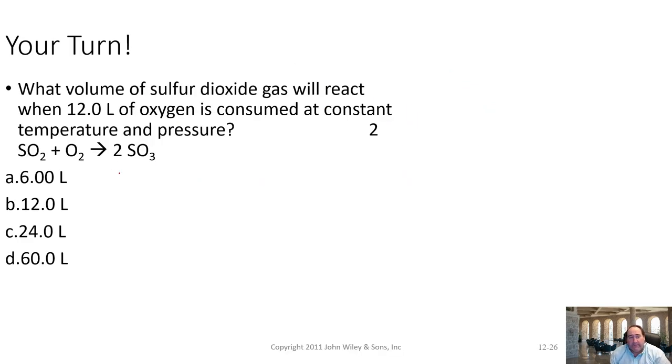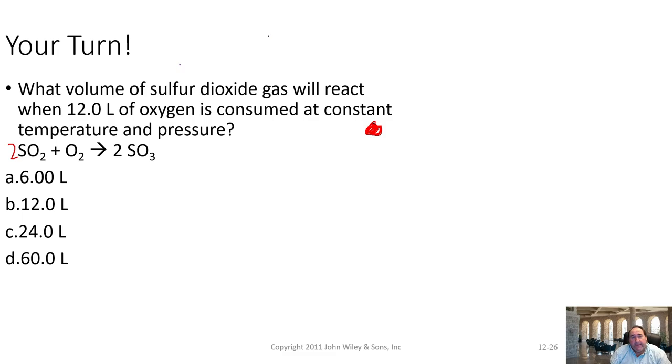What volume of sulfur dioxide will react with 12 liters of oxygen at constant temperature and pressure? Sorry about that. Things kind of moved around on this lecture. All right, so take a moment here. Think about Avogadro's relationship. And again, do more of a volume-to-volume relationship and see what you come up with in terms of stoichiometry. Okay, so let's take a look.